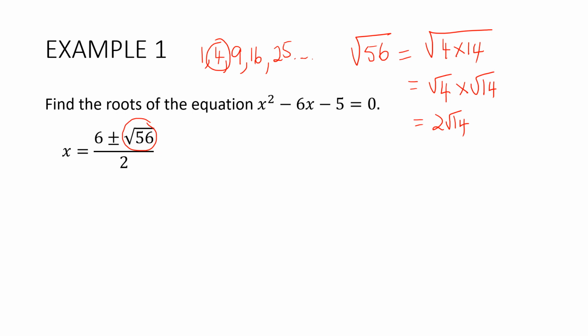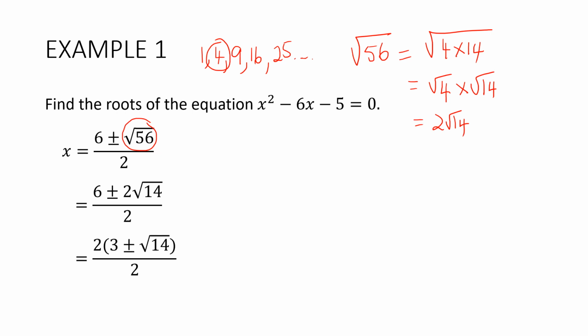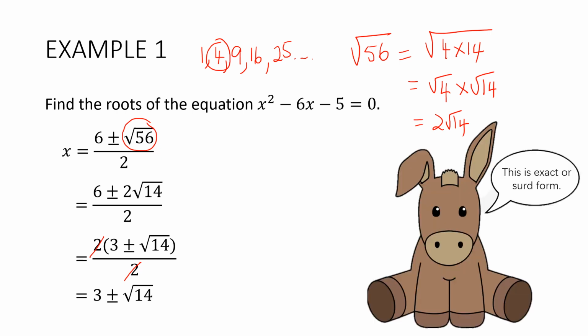So I can rewrite this as 6 plus or minus 2 root 14 all over 2, and then factorising the numerator I get 2 outside of 3 plus or minus the square root of 14 all over 2, and these 2s will cancel, and there is our answer, which is the same as we got before. Now this is called exact form or surd form.